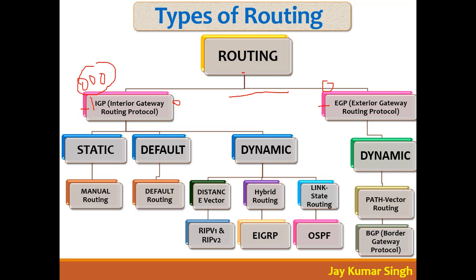This IGP is divided into three parts: static routing, default routing and dynamic routing. Static routing, as the name says, is like a static IP address: you configure it manually, it is fixed. Default is default routing, where you don't need to configure anything. In dynamic routing we have to decide how the routing is configured. Dynamic has three parts: RIP, EIGRP and OSPF. One is the distance vector routing protocol, the second is the hybrid routing protocol, and the third is the link state routing protocol. We will understand what is distance vector, what is hybrid, and what is link state.